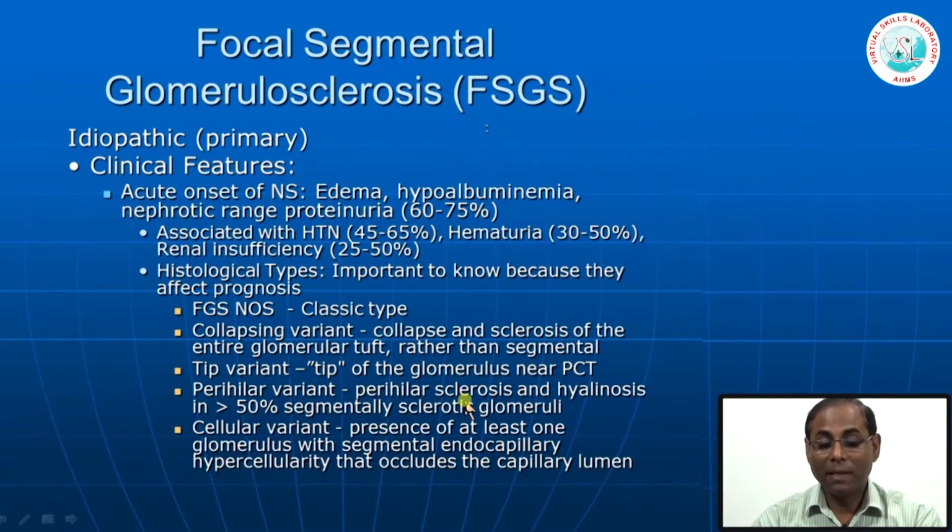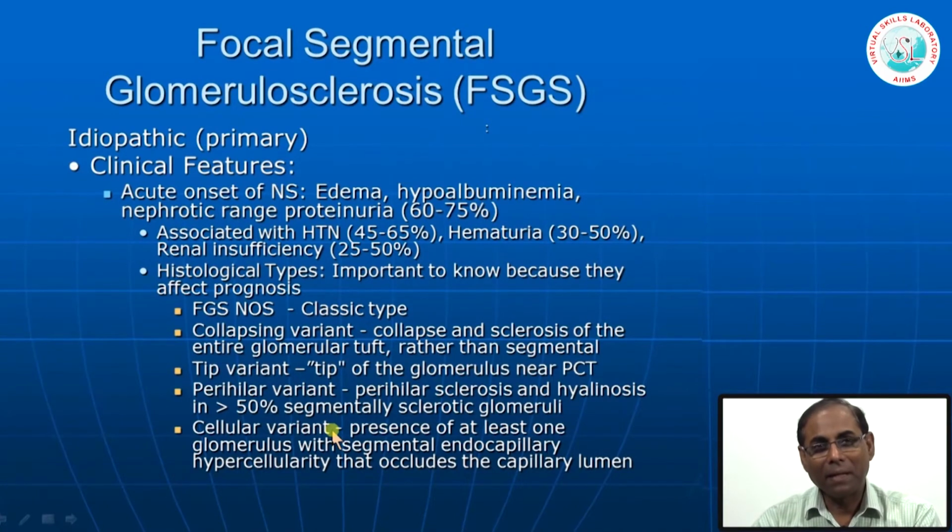Perihilar term is explanatory. In these conditions, the sclerotic segments are at the site of the hilum of the glomerulus, I mean where the afferent and efferent arterioles enter into the glomerulus. And obviously, the next is another variant which we describe as the cellular variant.